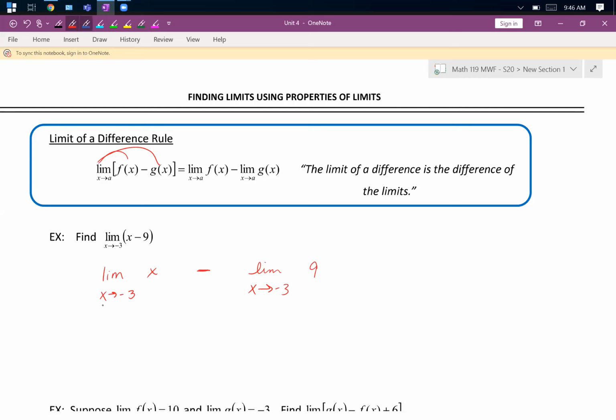And then we evaluate each just like the previous one. So what's the limit as x approaches -3 of x? -3. And then the limit as x approaches -3 of 9. 9. We get a final answer of -12.